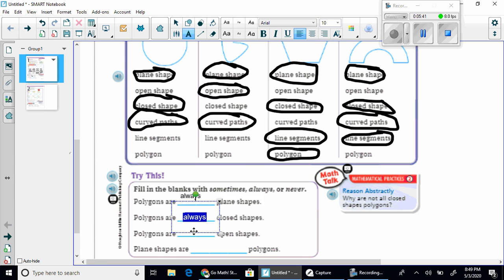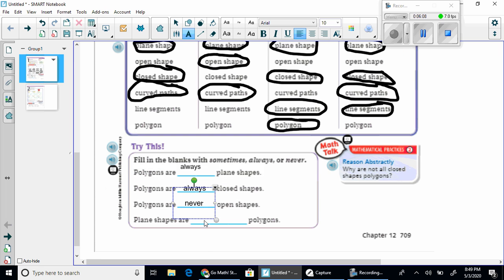All right, so polygons are always closed shapes. Okay. And the next one says polygons are blank open shapes. That would be never. They are never open shapes, always closed. And then the last one, plane shapes are sometimes, always, or never polygons. Plane shapes are sometimes polygons.